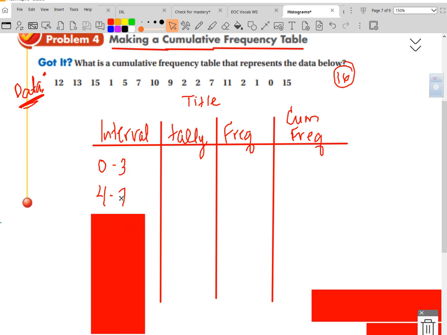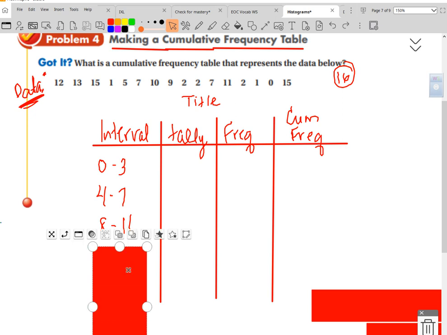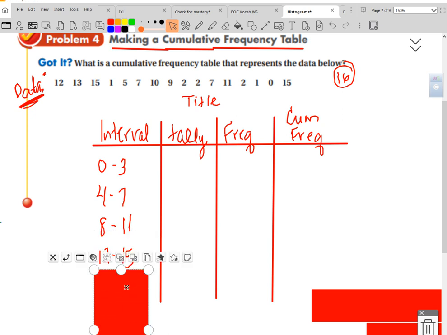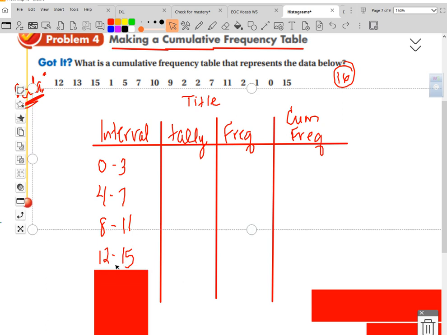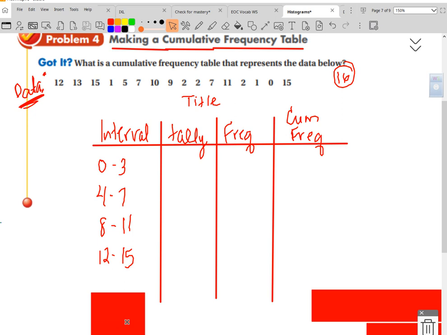Alright, so this is going to start with 8 and go to what? Yes, 8, 9, 10, 11. If you have to count on your fingers, count on your fingers. 12, 13, 14, 15. So 12 to 15. And we can stop there because 15 is our highest number. If our highest number was 16 or 18 or whatever, we would have to go up more, right? But since our highest one is 15, that's as far as we have to go.